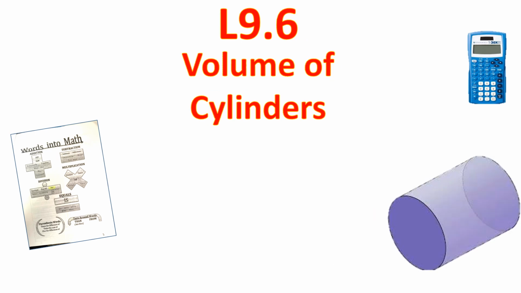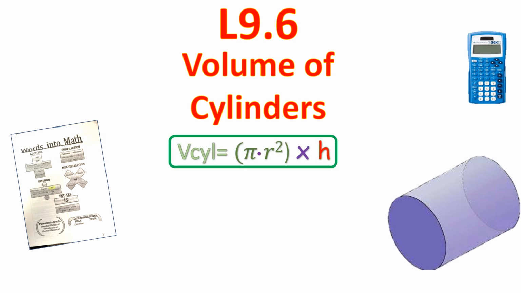So as we come to our last lesson in geometry, other than our review that we'll do throughout the remainder of the year, we're looking at lesson 9.6, and we're looking at volume of cylinders. And once again, cylinder is a three-dimensional shape. When we look at the formula for the volume of a cylinder, we can see that it is pi r squared. Notice that floating dot in the middle, once again means to multiply, and then I would multiply it by height.